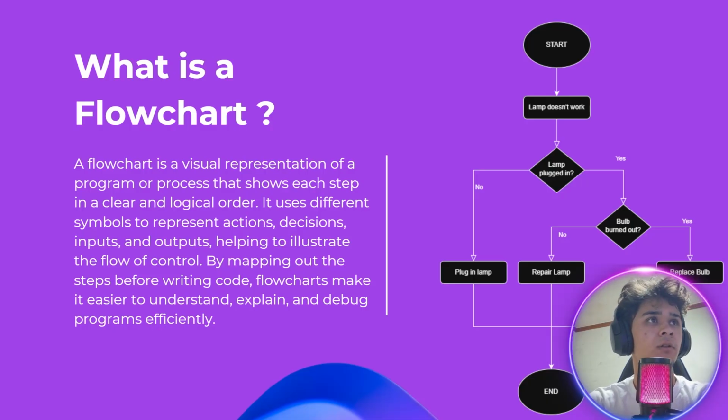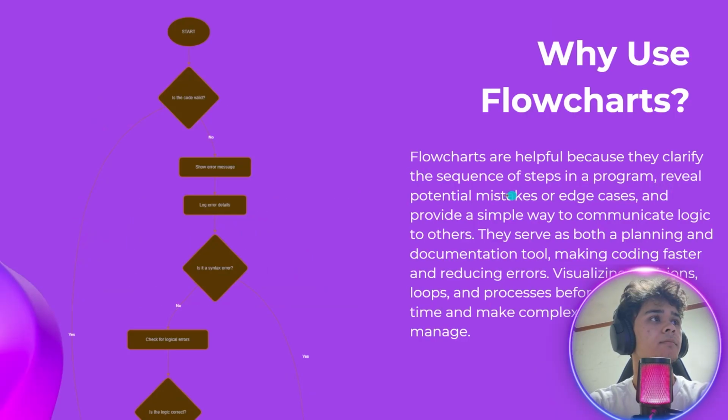A flowchart is a visual representation of a program or process that shows each step in a clear and logical order. So it uses different symbols to represent actions, decisions, inputs, and outputs, which help us to illustrate the flow of control. Why do we use a flowchart? Flowcharts are helpful because they clarify the sequence of steps in a program, reveal potential mistakes or edge cases, and provide a simple way to communicate logic to others.